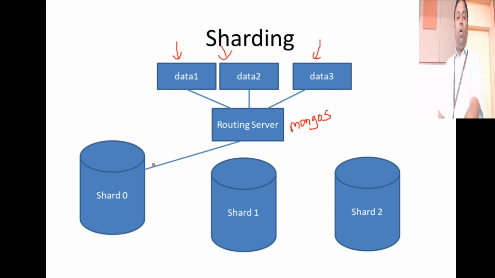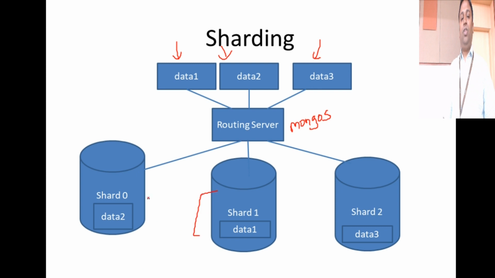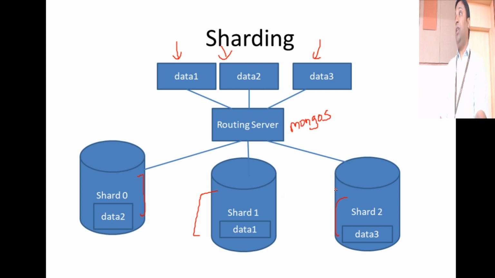Say data 1 will go to a particular shard, data 2 will go to a particular shard, data 3 will go to a particular shard. So data gets distributed, not copied. This will hold some pieces of the data, this will hold some of the documents, and this will hold some of the documents. A collection itself, when it becomes very huge, can be distributed across different shards. These are shard servers. This is the routing server, and that will be dealing with the applications.